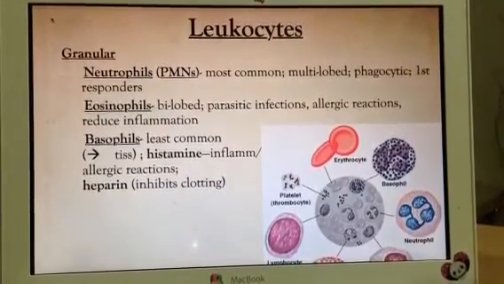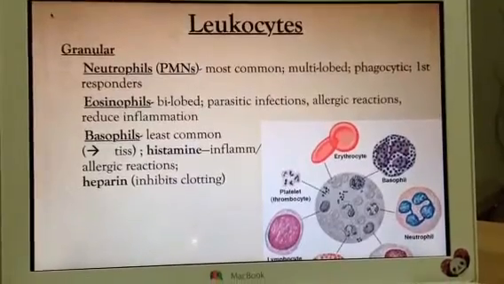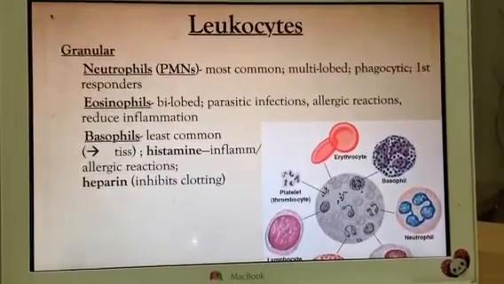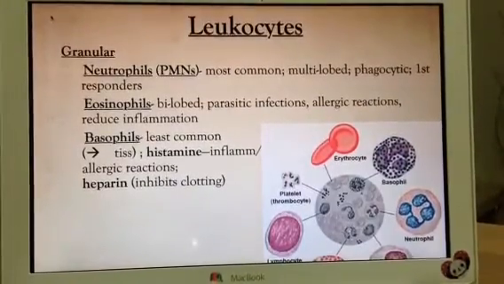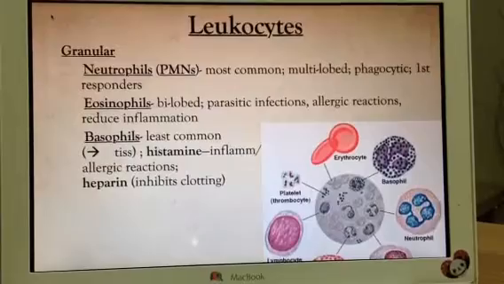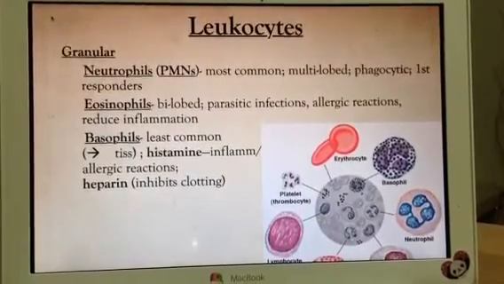Eosinophils is another type of granulocyte. So that one is bilobed, and bi means 2, so you'll notice that their nucleus looks like it's divided in 2. These are going to be increased in number when you have a parasitic infection or an allergic reaction. And they also play a role in reducing inflammation.